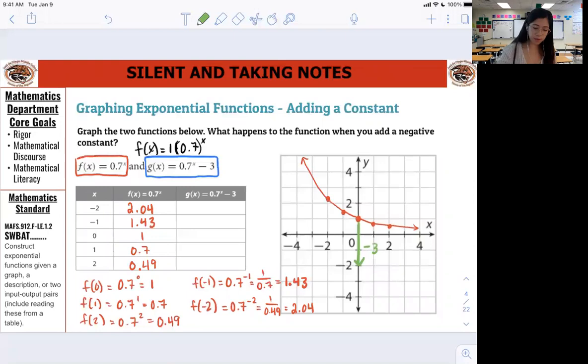So I know that this is going to be my new y-intercept, and let's just get all the values so I can be more accurate. So I'm subtracting 3. So 2.04 minus 3, what do I get?